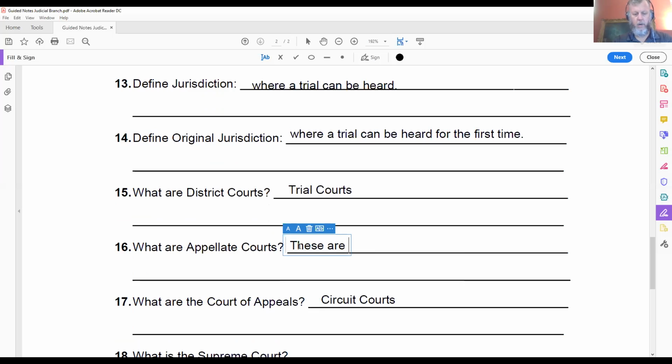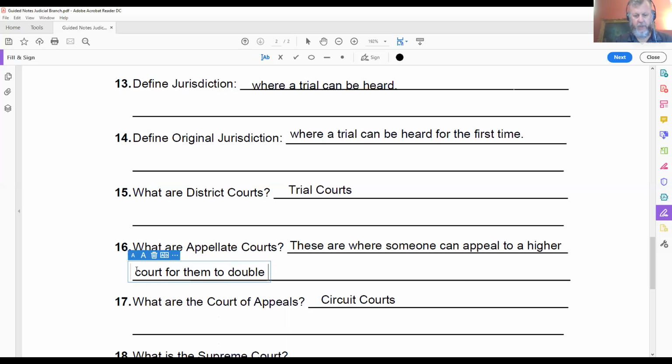These are where someone can appeal to a higher court for them to, in a sense, double check the case and rulings. So what ends up happening is somebody will, let's say, get charged with murder, but they said they weren't there. They then appeal to the appellate courts level, which are the circuit courts. Again, ours is in Atlanta.